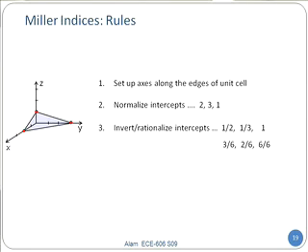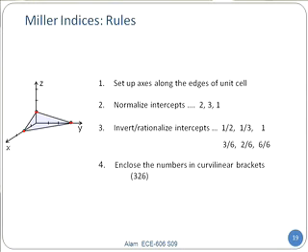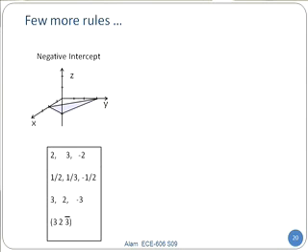And then you rationalize it, so that the numerator becomes the same. In that case, half becomes 3/6, 1/3 is 2/6, and 1 is 6/6. Take away the 6 from the denominator, and that's your surface name. 3, 2, and 6. This is the Miller index for this surface. So this is as simple as this. Let's take some more examples.